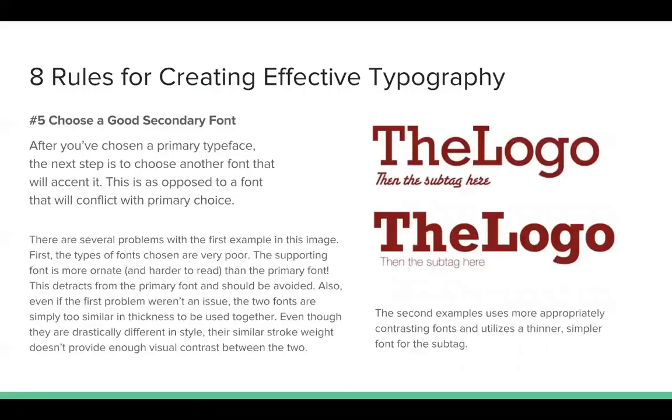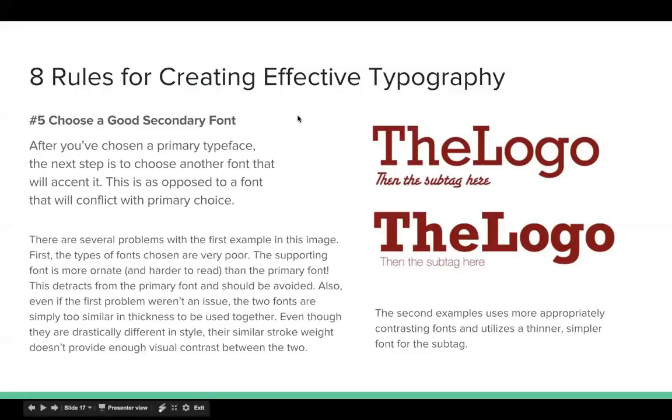Number 5, choosing a good secondary font. So now that you figured out, all right, I know what my headline font is going to be. I have my logo. But I need a font for body copy or a subtag to go along with it, how on earth am I going to choose that secondary font? Well, number one, you want to limit the number of fonts that you have going on your page. So if you've already got a logo, what I would say is, your subtag should probably be extremely similar to the feel of your headline, maybe just a thinner version of it, and the body copy should be the same.